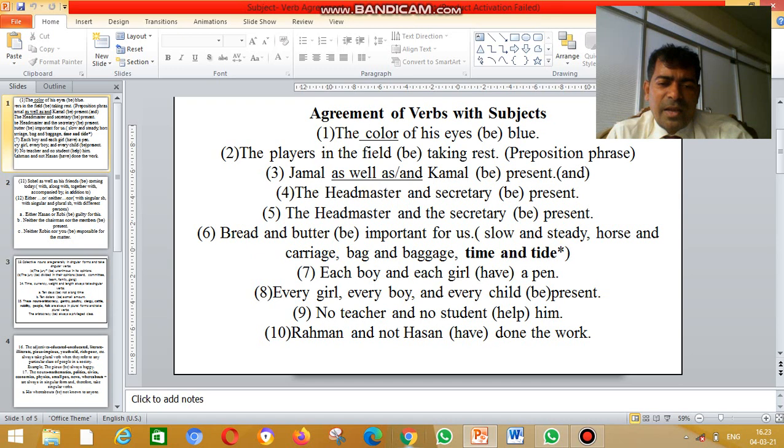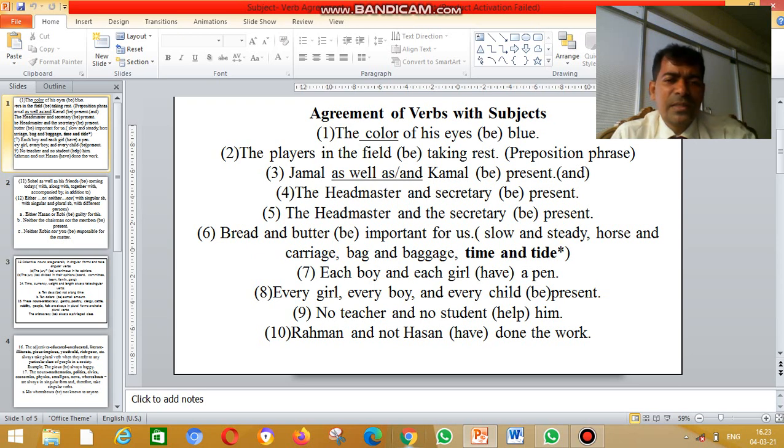Sentence number 10, Raman and not Hassan. As I have told you earlier, if you see no or not in the sentence, the verb within the bracket should be in singular form. So Raman and not Hassan has done the work. This should be the correct answer to the question.